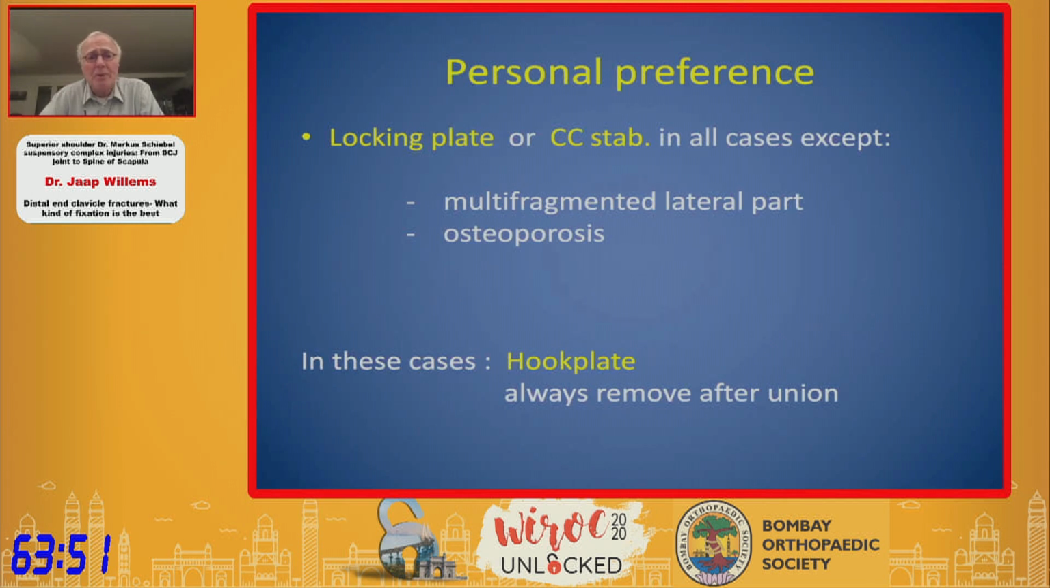So my personal preference is locking plate or CC stabilization when the fracture, especially type 2, is feasible for it. I use the locking plate, not in the multifragmented lateral part, or when there is severe osteoporosis. In this case, I use a hook plate, but I use them rather rarely, and the locking plate or CC stabilization with the dog bone is quite convenient.